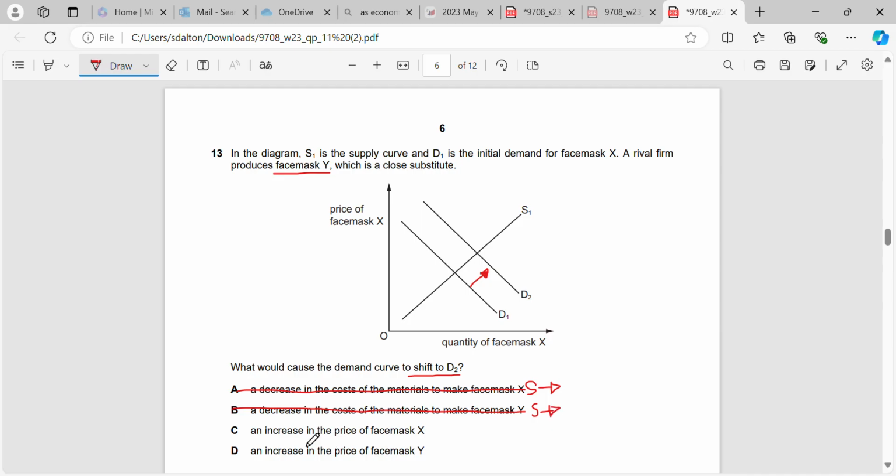Okay. An increase in the price of face mask X. Well, what that would do is that would reduce our demand, right? So we would have a contraction in demand in that case. We would not have an increase in demand, which is a factor affecting a shift. But if we have an increase in the price of the substitute, which is face mask Y, there will be less people buying that substitute and there will be more people buying our face mask, which is X.